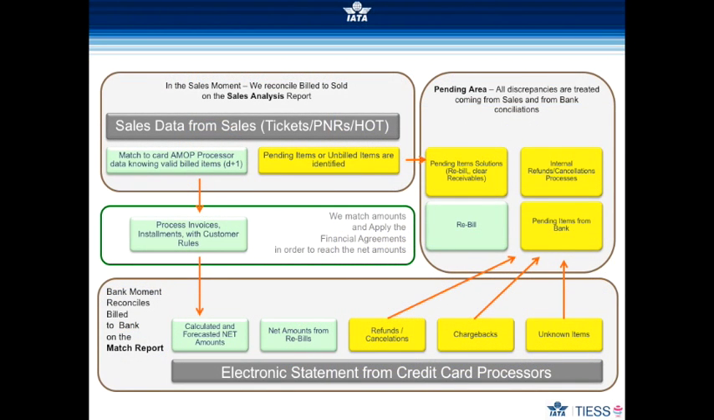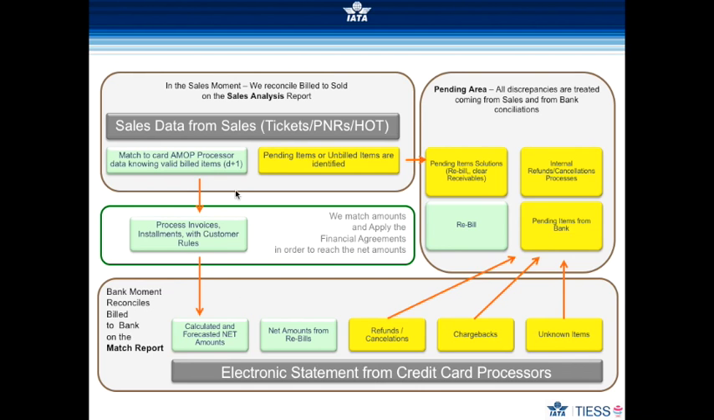Why does it work? This is the simple view and vision we apply to the platform. First, we match sales, making sure that everything sold is correctly processed. So you read the processor's files, understanding that the captures did occur. We match that to the tickets, transactions, and reservations. Anything that's pending, we feed to a pending area.